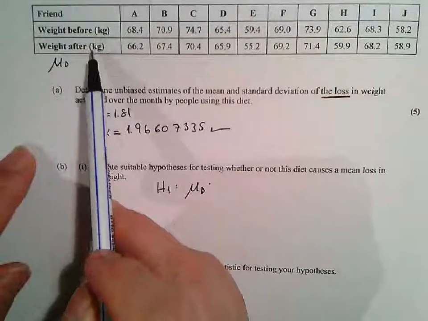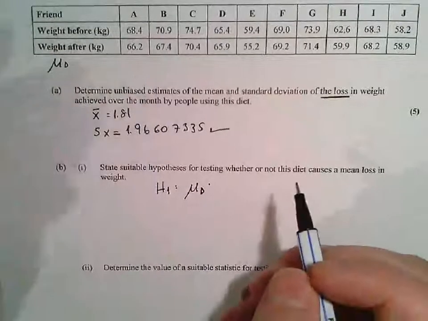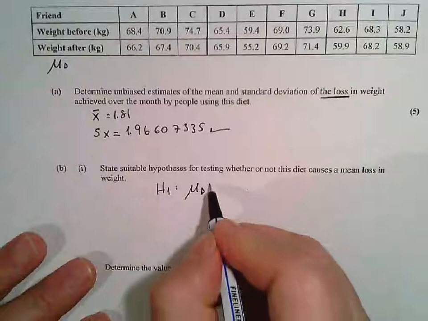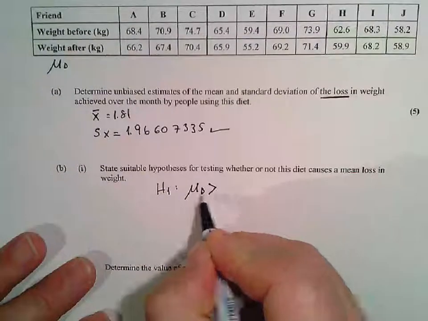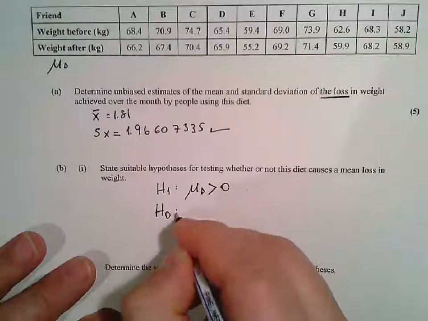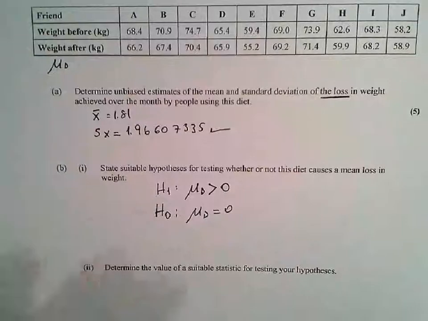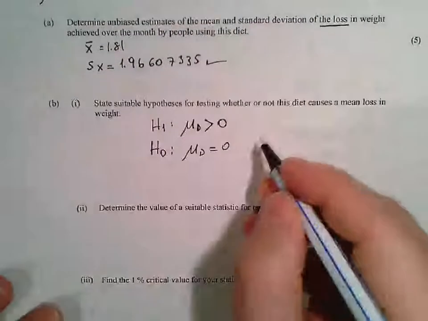So before and after, you subtract them. What do you think? The difference is going to be 0, or greater than 0? They claim it works. If it works, of course, the difference is going to be greater than 0. How about the null hypothesis then? The mean difference is going to be equal to 0. All right, this is also done.